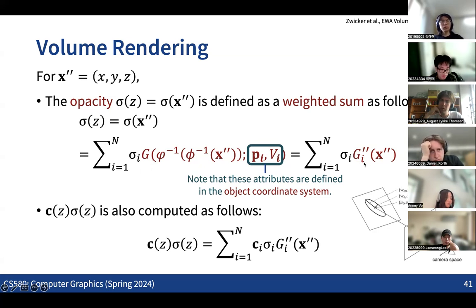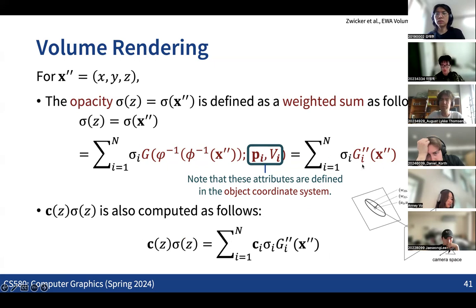You can see that I introduced a new term, G tilde, which is nothing but rewriting this part like this. It's just making a simpler form, right? And also the multiplication of the color and the opacity will be defined as a weighted sum as follows, with an approximation that all the Gaussian splats have a constant color along that direction. So these are the definitions of the opacity and the multiplication of the opacity and color here.